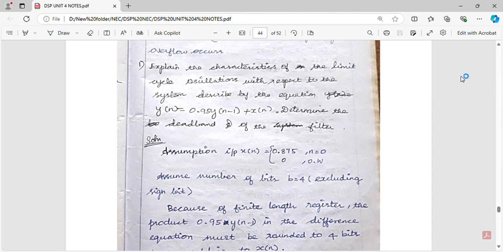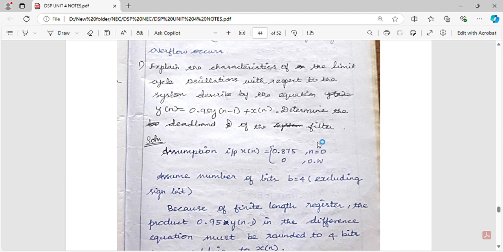Dear students, in this video we are going to solve the deadband problem. I'm going to read the question: explain the characteristics of the limit cycle oscillations with respect to the system described by the first order expression y of n is equal to 0.95 y of n minus 1 plus x of n. Determine the deadband of the filter. This is the question asked, and we are going to calculate the deadband of the filter.